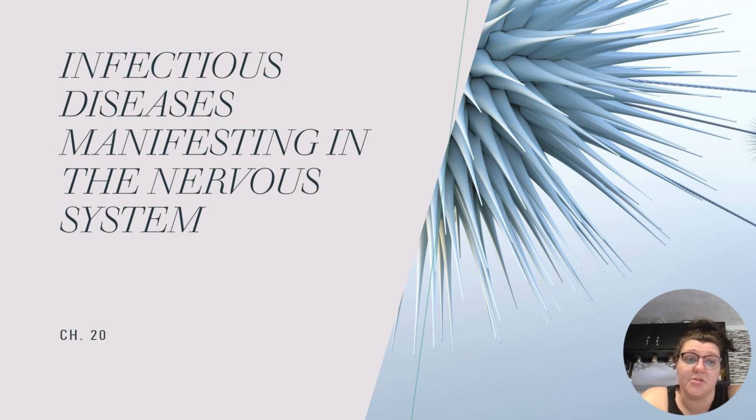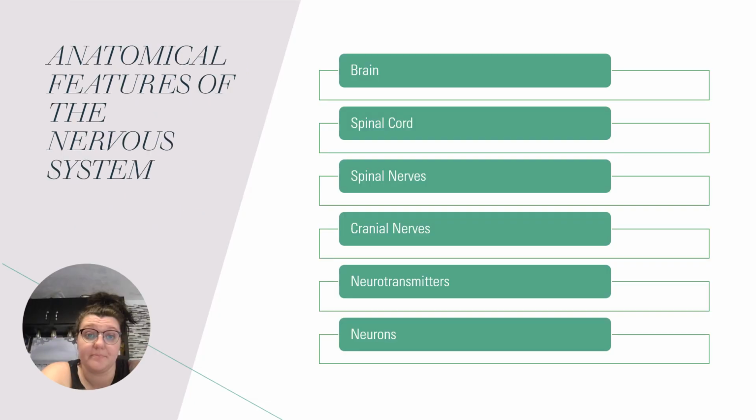For this PowerPoint, I chose to do Chapter 20, Infectious Diseases Manifesting in the Nervous System. So we know our nervous system is very important to our body. It carries out all the major things. Some anatomical features of the nervous system include the brain, the spinal cord, the spinal nerves, cranial nerves, neurotransmitters, and neurons. So just by listing everything here, it gives you an idea that it's very, very important.